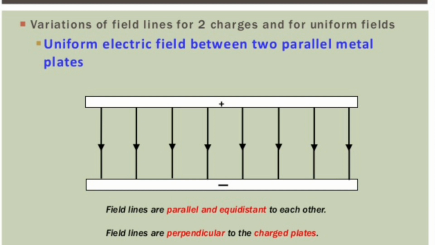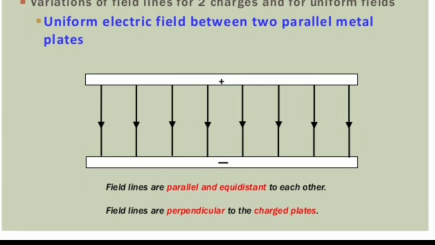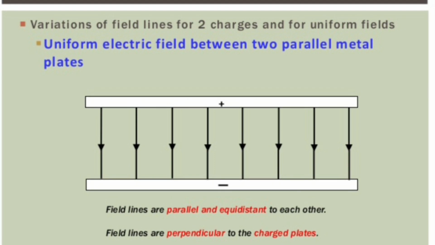So this given diagram represents a uniform electric field, and it is the electric field between two parallel metal plates. Such things we'll be discussing later, the field between two charged plates and all. So this field is a uniform electric field. Uniform electric field means of constant magnitude and same direction.